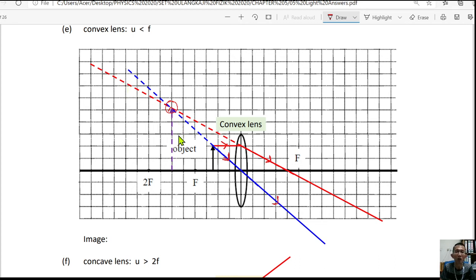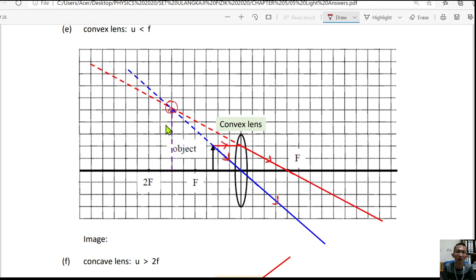Now compare the object and the image. First, I do know that the image is magnified, right? Correct. Here only two boxes. Here I have 1, 2, 3, 4, 5 boxes. So the characteristics of the image are magnified, and then upright. The image is upright, and then virtual or real.